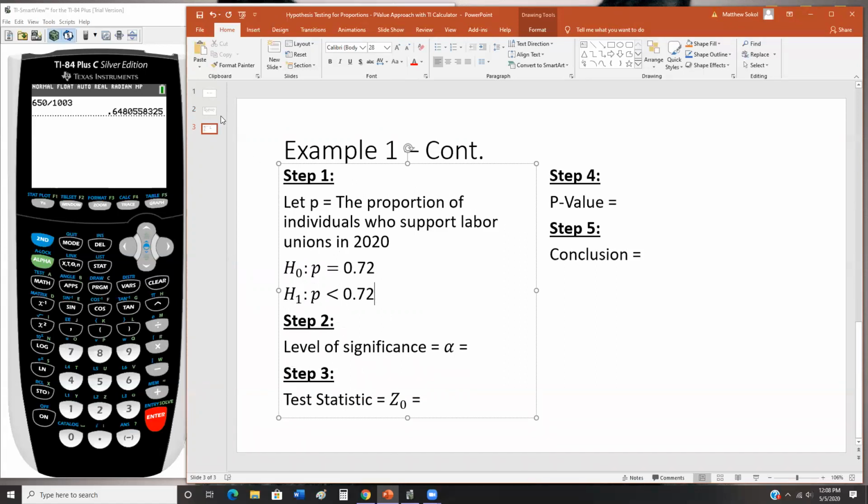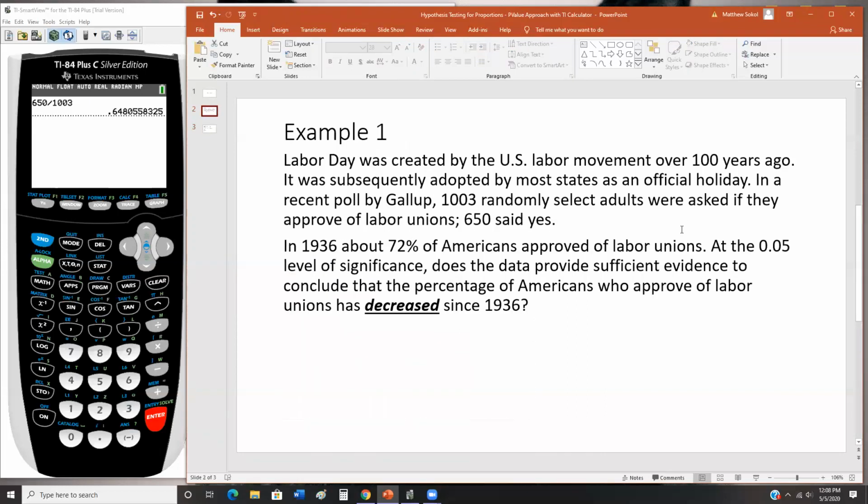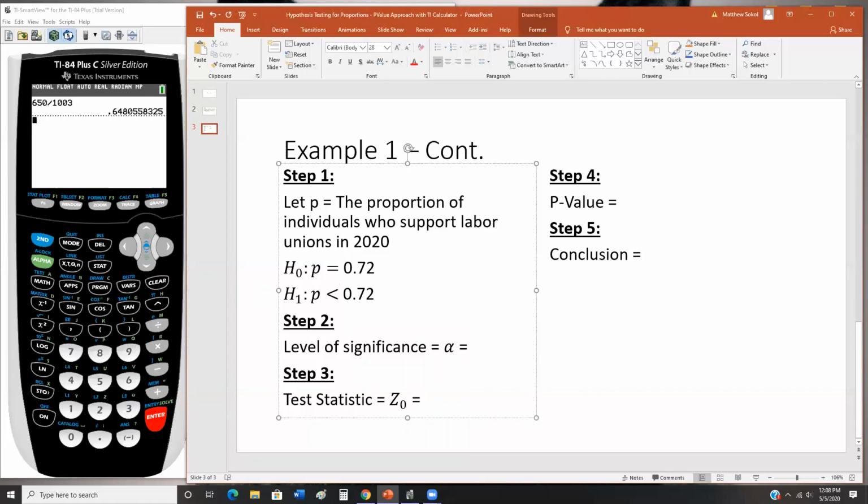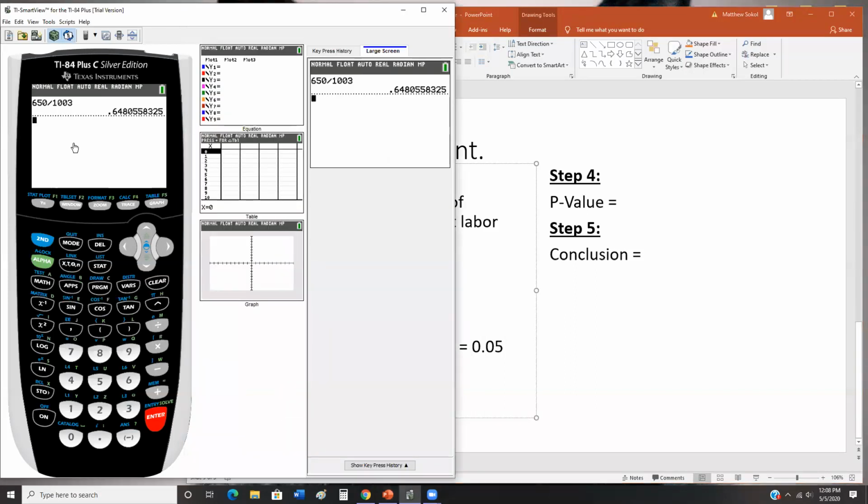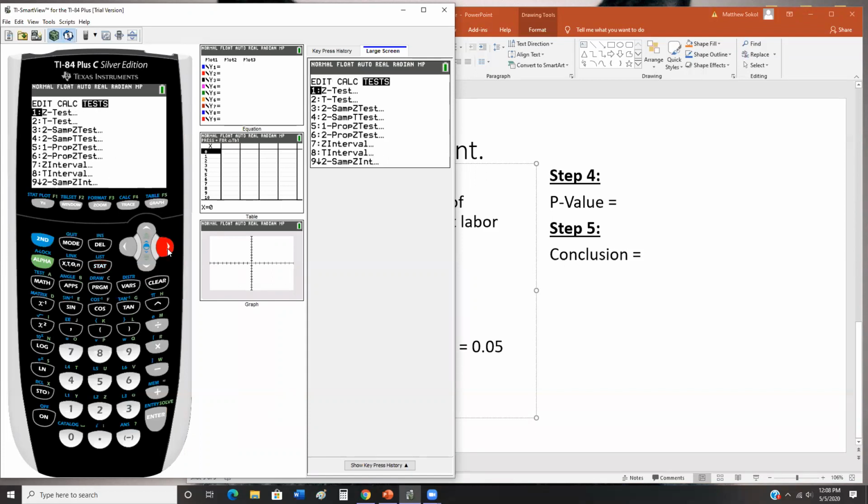All right, so the level of significance was given. It was 0.05. So then at this point, we're just going to go right to our calculator. We're going to press the stat button. You're going to scroll over to tests. What we did last class for hypothesis testing was this T-test. You're actually going to scroll down.